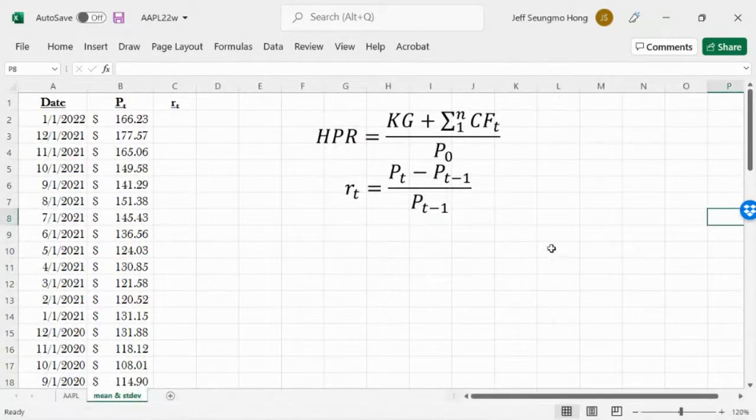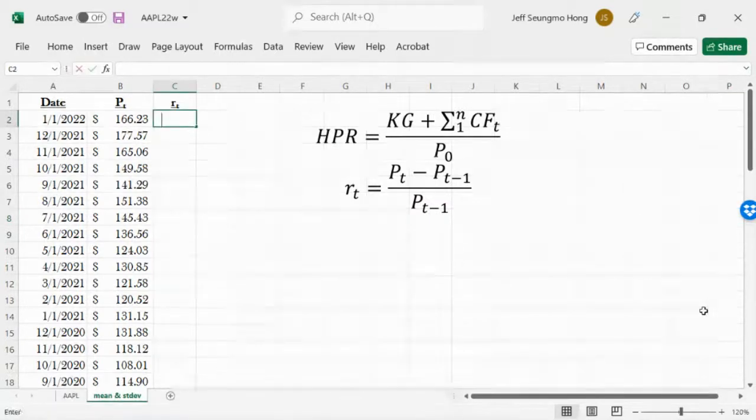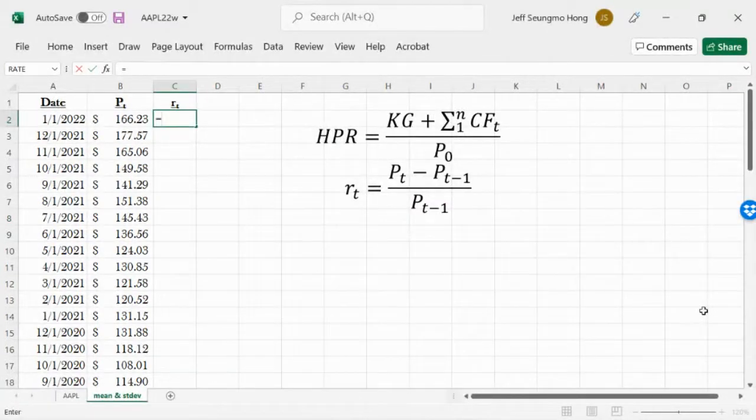Now let's find return then. So the return will be P_t minus, what is P_t minus 1? B3, yes. If this is P_t, then this is P_t minus 1, right? The price in January 2022, it should be the price of December 2021. That's P_t minus 1, one period, divided by P_t minus 1.